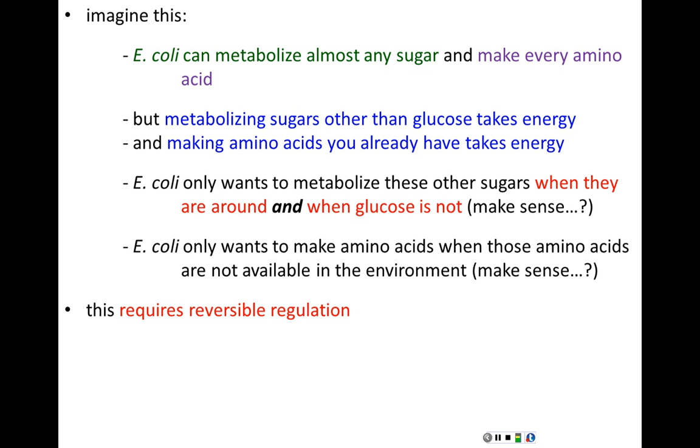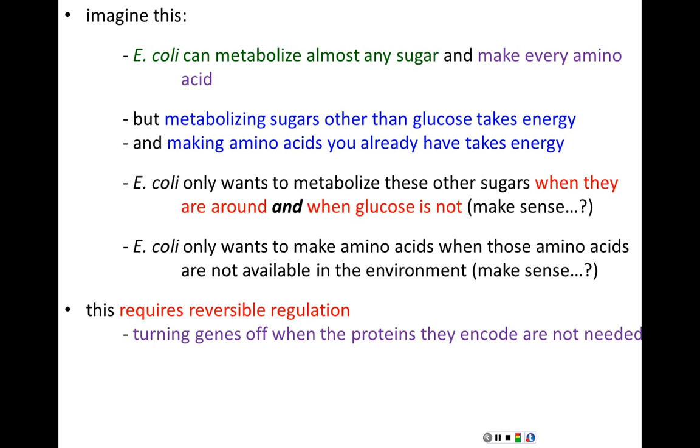So when we say things like E. coli wants to avoid some metabolism while preferring another, when we say things like E. coli wants to avoid making amino acids when amino acids are available in its environment, we are talking about reversible regulation of genes. We're talking about turning genes off when the proteins they encode are not needed. So when those amino acids are around in the environment, we want to turn off the genes that encode the proteins for making amino acids from scratch.